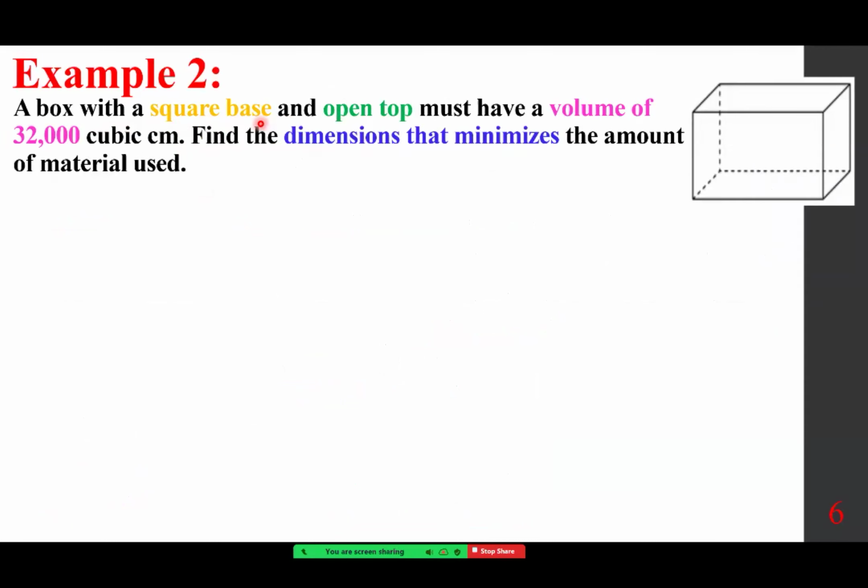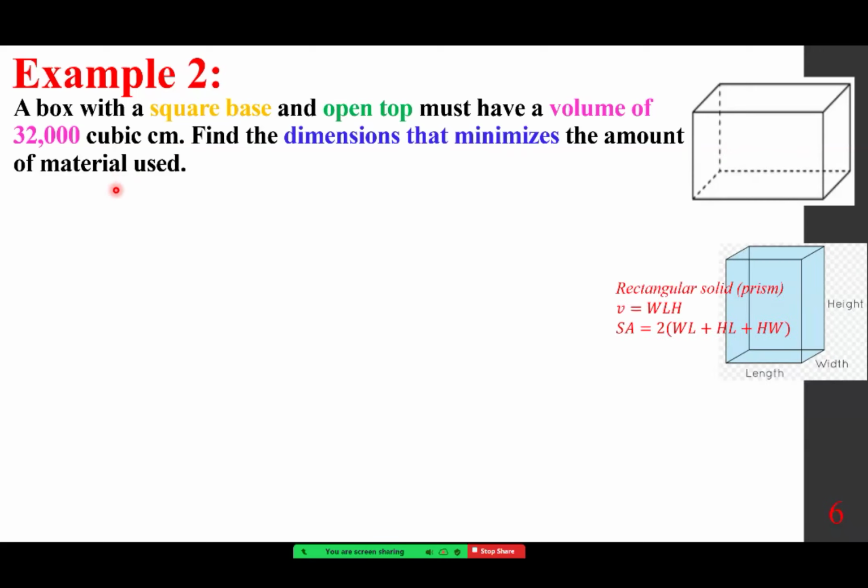A box with a square base and open top must have a volume of 32,000 cubic centimeters. Find the dimensions that minimize the amount of material used. So first, reminding everyone, this is called a rectangular solid or prism. The volume is the width times the length times the height.